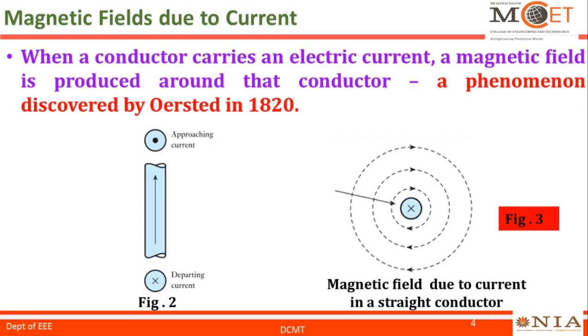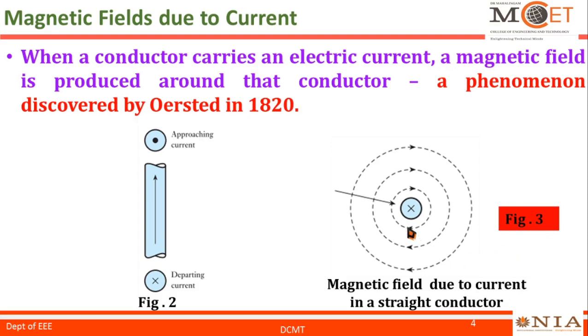Oersted in 1820 discovered a phenomenon: whenever a conductor carries an electric current, a magnetic field is produced around that conductor. Departing current is the one which is flowing away from us, and approaching current is the one which is coming towards us. Departing current inside a conductor is indicated as a cross, and approaching current is indicated as a dot inside a conductor. Consider a horizontal plane. Departing current will be entering into the plane, and approaching current is coming out of the plane. Refer to figure 3.